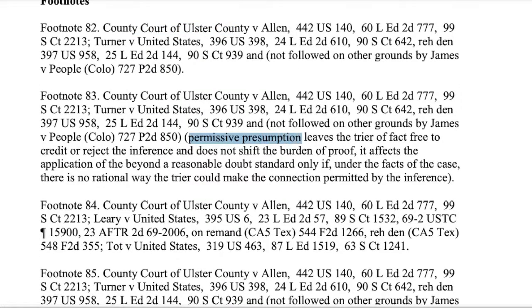Permissive presumption leaves the trier of fact free to credit or reject the inference and does not shift the burden of proof. It affects the application of the beyond a reasonable doubt standard only if, under the facts of the case, there is no rational way the trier could make the connection permitted by the inference.